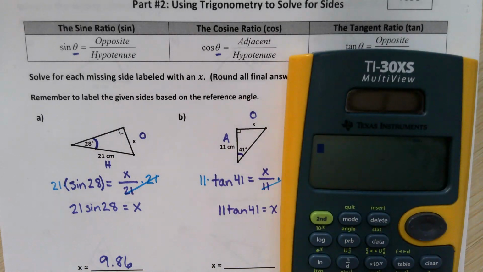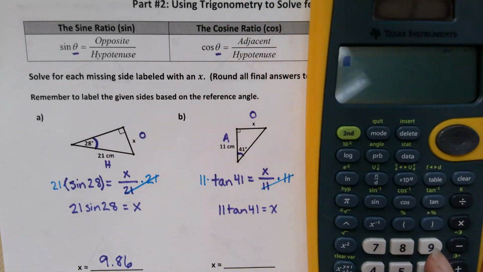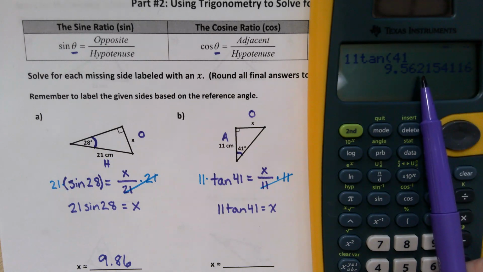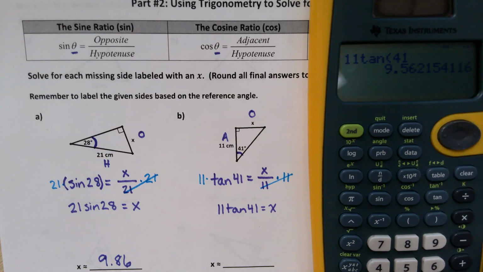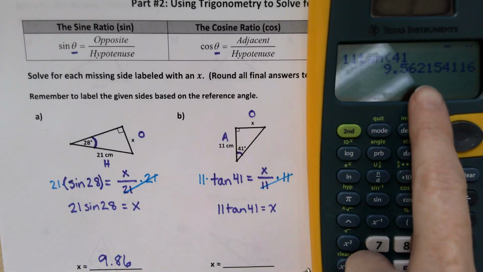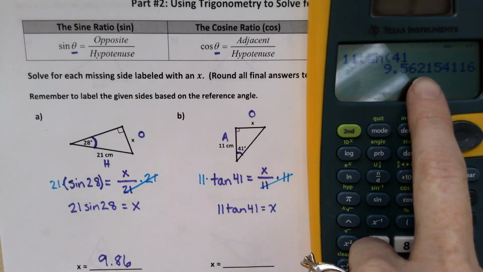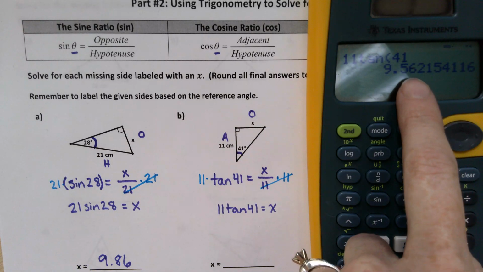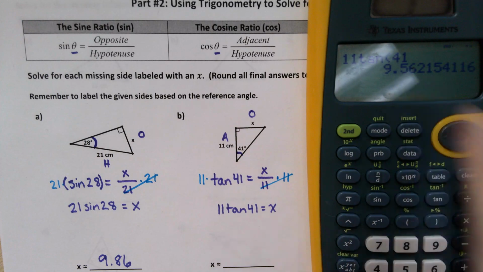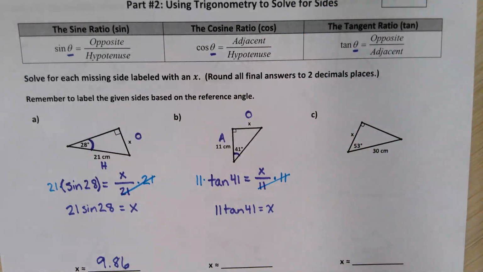I'll use this calculator this time just so that it looks like what you're used to if you have this one. So we've got 11 tangent of 41, looks the same as it did before. Click enter, and we're going to do the same process. We're going to round, so we want to make sure we're looking at that third decimal place. That's a 2. That 2 means that we're not going to round up, so we're just going to leave this second decimal place as it is, 9.56.